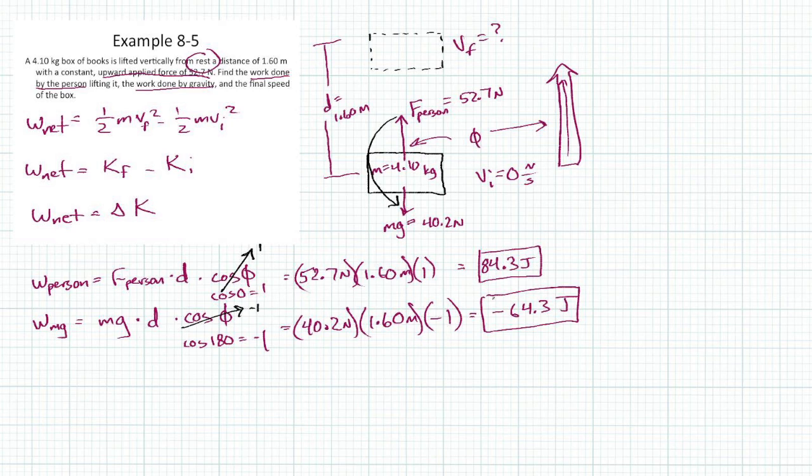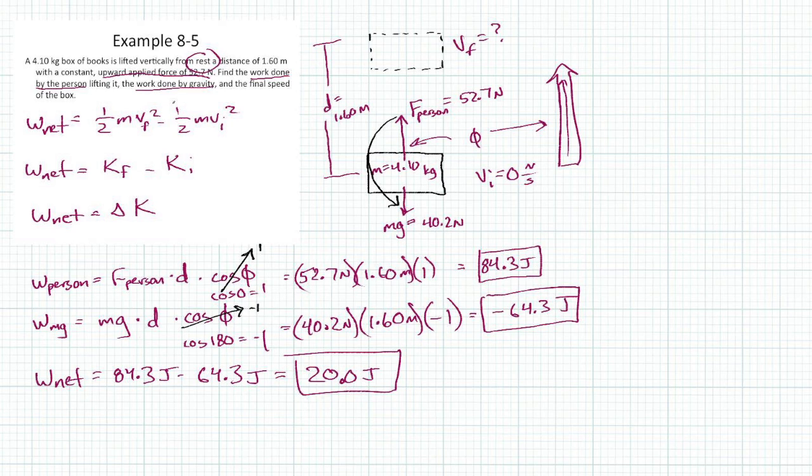So what's the net work done on the box right here? Well, that should be easy. That's simply 84.3 joules minus 64.3 joules. That gives us a total of 20.0 joules of work, which is really the net work done by the person on this box to move it upwards. Okay. Great, we have a net work of 20 joules done on this box.